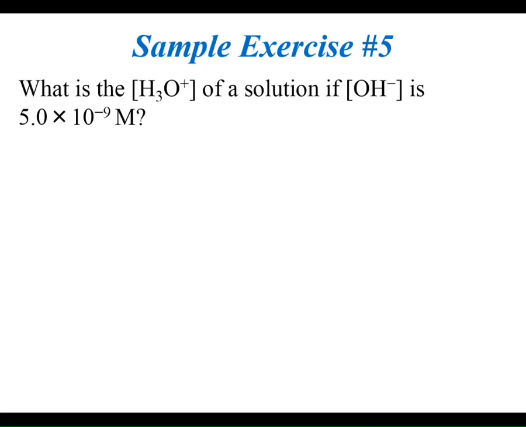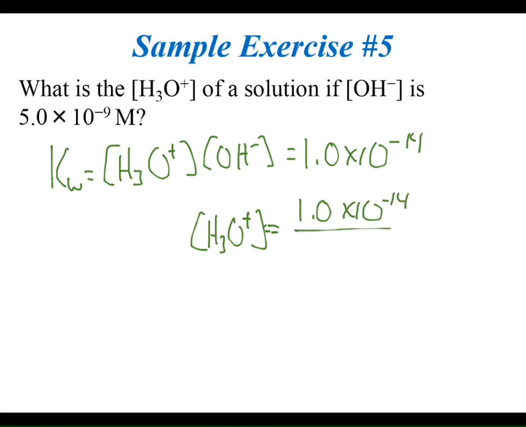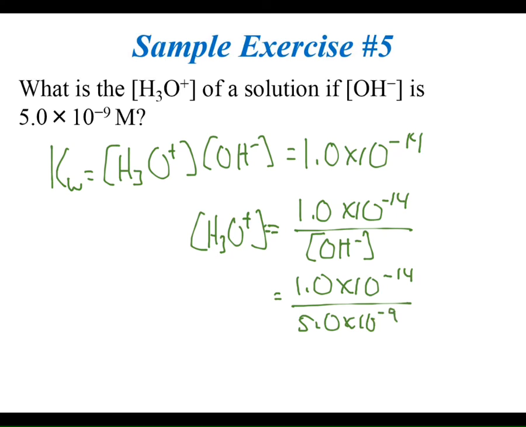So the KW tells me that hydronium times hydroxide equals 1.0 times 10 to the negative 14th. What's the hydronium concentration if the hydroxide is 5.0 times 10 to the negative 9th? Well, we just substitute, right? So hydronium must be 1.0 times 10 to the negative 14th divided by the hydroxide, so 1.0 times 10 to the negative 14th divided by 5.0 times 10 to the negative 9th. Punch that in your calculator and see what you get.